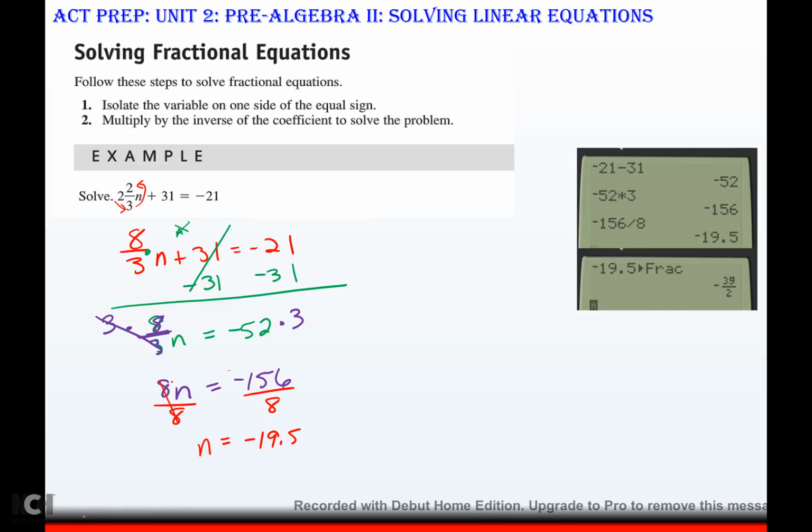No, there it is. I just forgot to take it off the other page. Okay, so there's where I typed it all. If they wanted it as a fraction, you could put it as negative 39 halves. Mixed number would be negative 19 and a half. Okay?